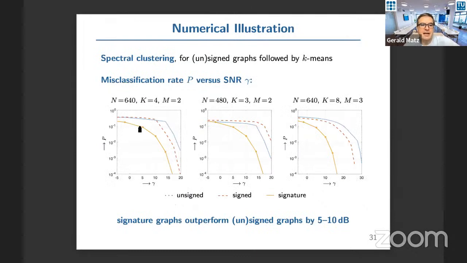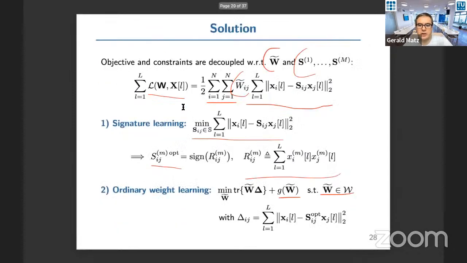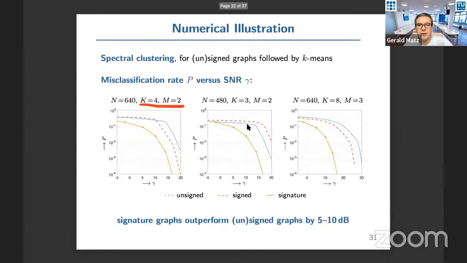And yellow is signature, red is signed, and the blue dotted is the unsigned approach. So it's all learning the graph from the data set and then running spectral clustering. And you see that there is huge advantages by 5 to 10 dBs for all kinds of scenarios. So this here would be 4 clusters in 2 dimensions. So that's pretty much what you see here for the graphs that have been learned. But even if you go higher dimensional, if you go through 3-dimensional space, in which case you can have 8 clusters, right? Because remember, we can have exponential growth in dimensionality. The performance of the signature approach is pretty much unaffected by that. It still works plenty fine, way better than the other 2 versions.